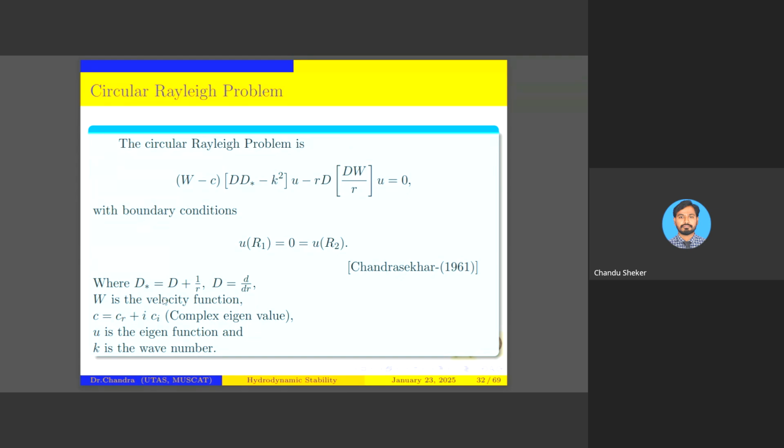And actually we are locating the point C. With this C only we are going to find out where the instability region is. Okay, and W is the velocity function, U, in mathematical words, is the eigenfunction, and k is the wave number.